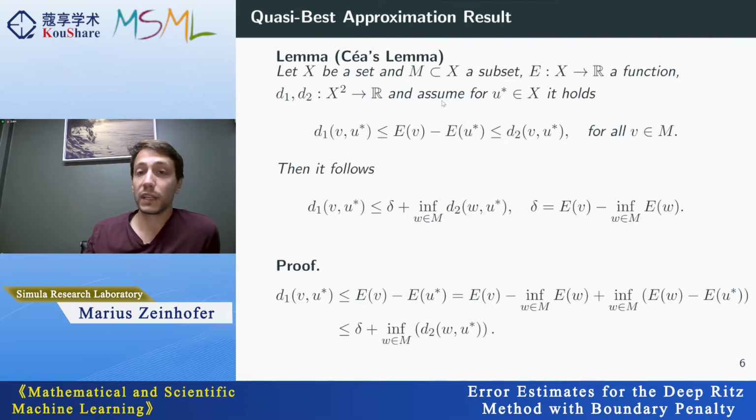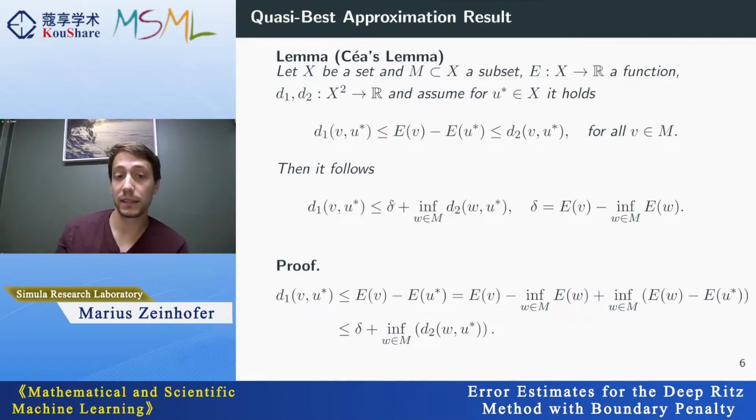So assume there is some U star. This will later be the minimizer of the energy. Assume that this estimate holds, so that I can estimate the difference in energy, where V runs through all of M, from below by D1 and from above by D2. And then actually we can estimate the distance of V to U star in the following way.